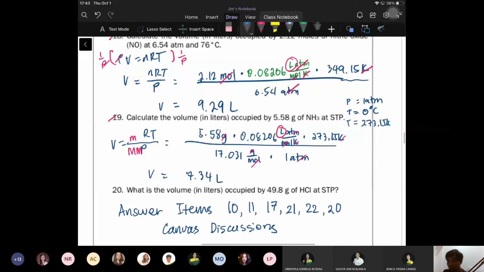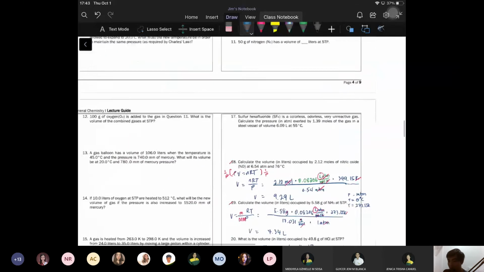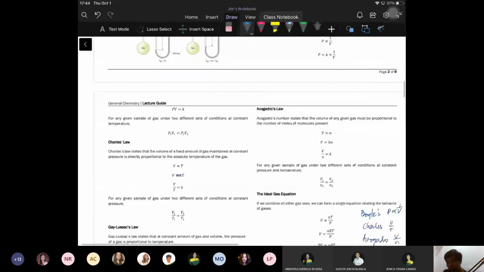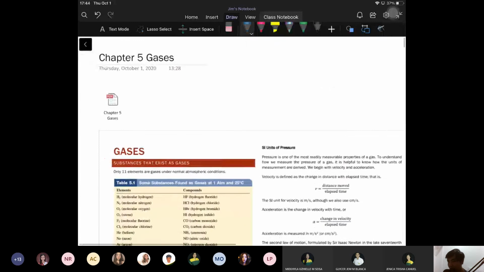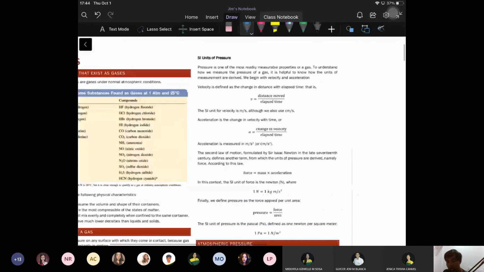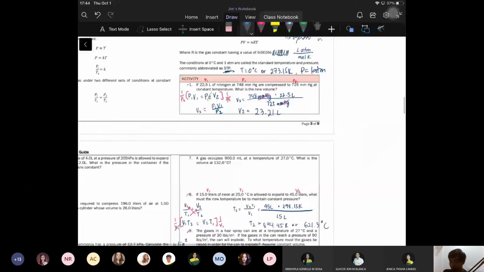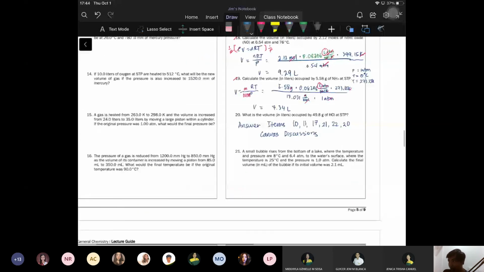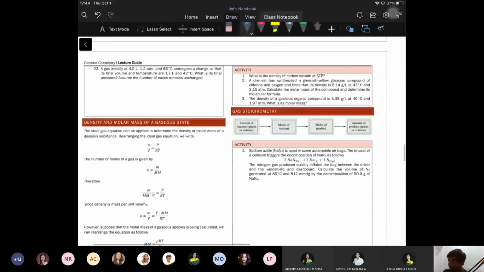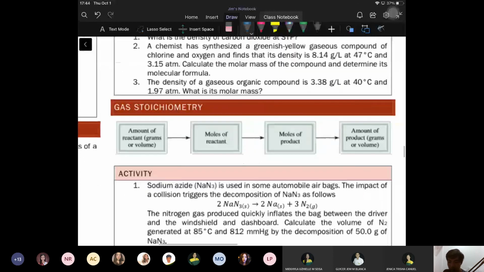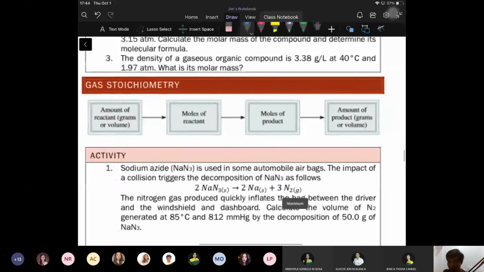Anyway, so that sums up the calculation part ng gas laws. So I want you to answer items number 10, 11, 17, 20, 21 and 22 of this worksheet. So ang title niyan sa Canvas, punta kayo ng Chapter 5 Discussions, Chapter 5 Gases.pdf. Siya lang yung mag-isang PDF doon. Okay, so yan. Screenshot ko to, bigay ko to sa inyo mamaya after the class.